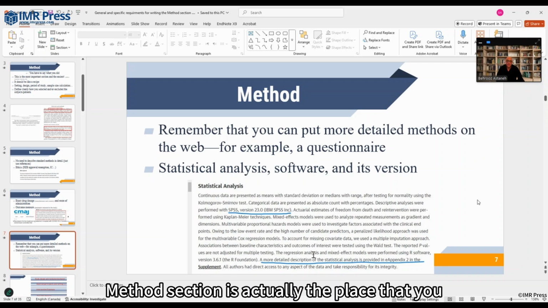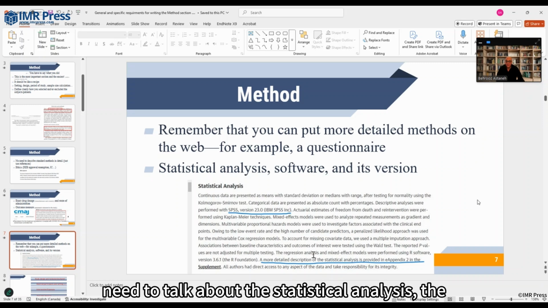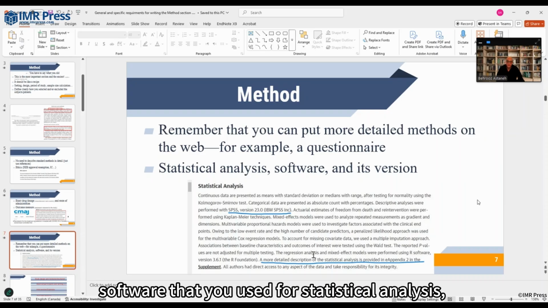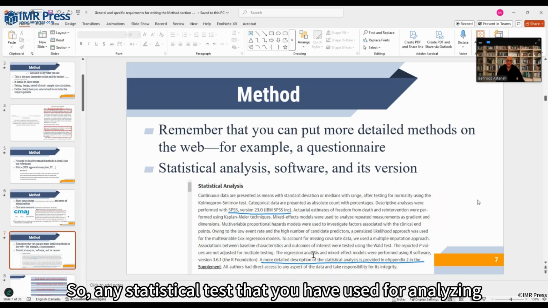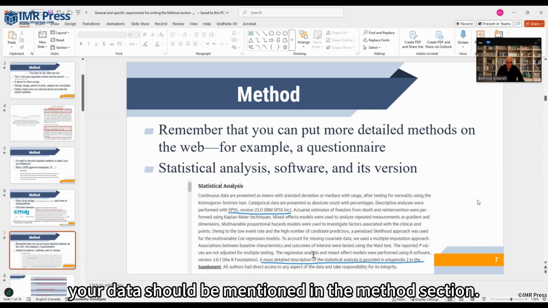Method section is actually the place that you need to talk about the statistical analysis, the software that you used for a statistical analysis, and the version of that software. So any statistical test that you have used for analyzing your data should be mentioned in the method section.